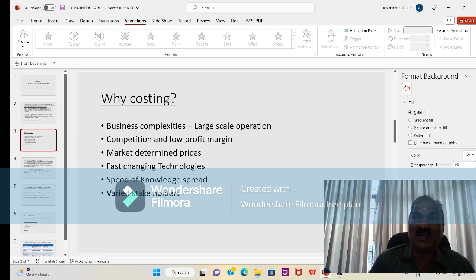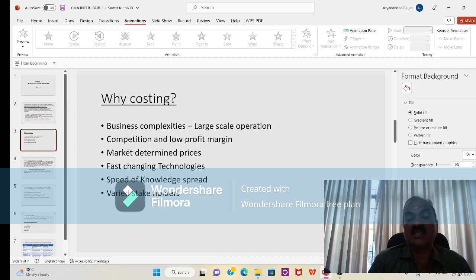So, why costing? Why cost accounting is important or why costing has emerged? That you have to understand basically. That is due to business complexities. Business is not as business done earlier because due to the development in business world, complexities have increased or business has become very much complex.